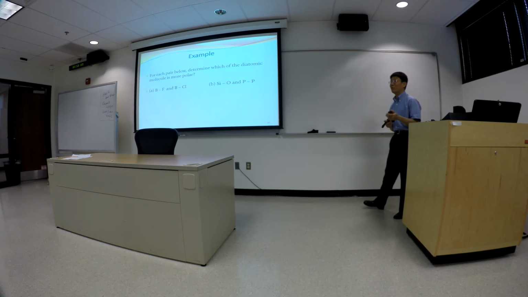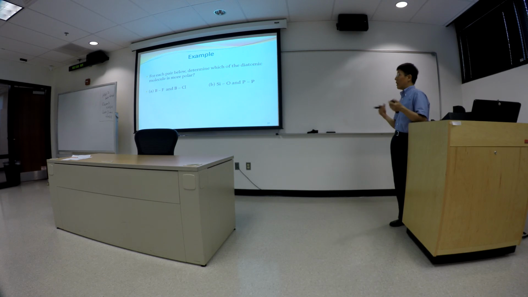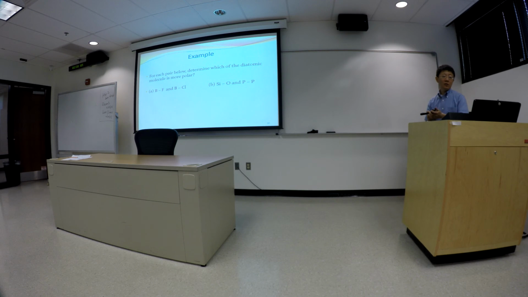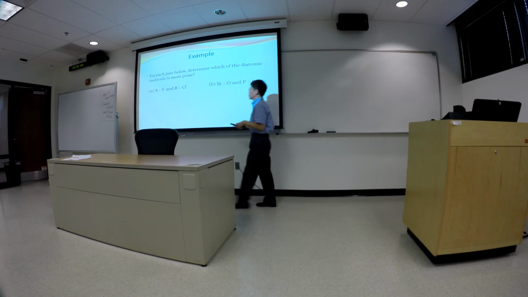After chapters 3, 4, and 5, this part of the chemistry is not going to be as calculation intensive, but there's a lot of memorization involved in here. And we ask you, for example, to determine which diatomic molecule is more polar between the two groups, or within each group there. So boron to fluorine, boron to chlorine.